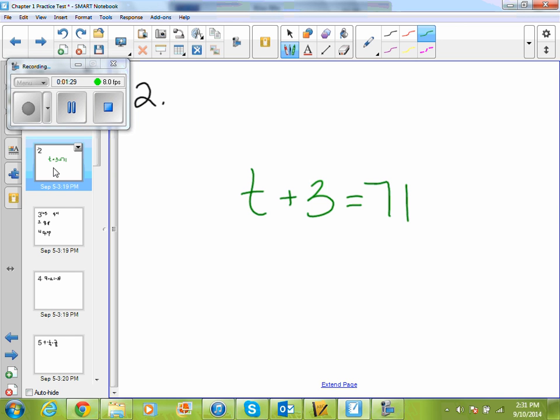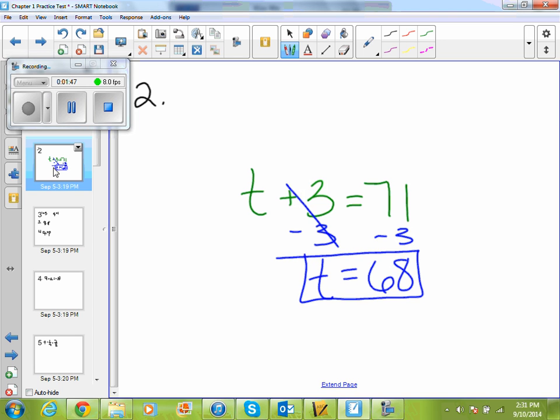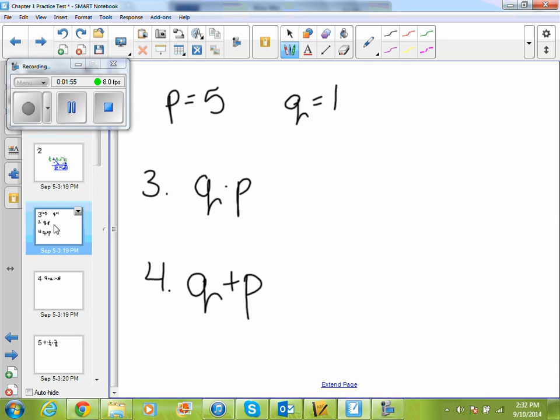Okay, so how do I solve that for T? Subtract 3. Okay, so I will subtract 3. What's 71 minus 3? 68. So my temperature yesterday then, or today, would be 68. Alright, so there's our first 2.